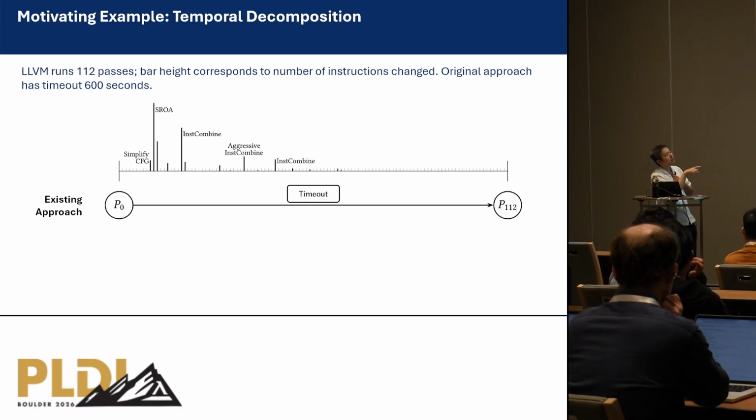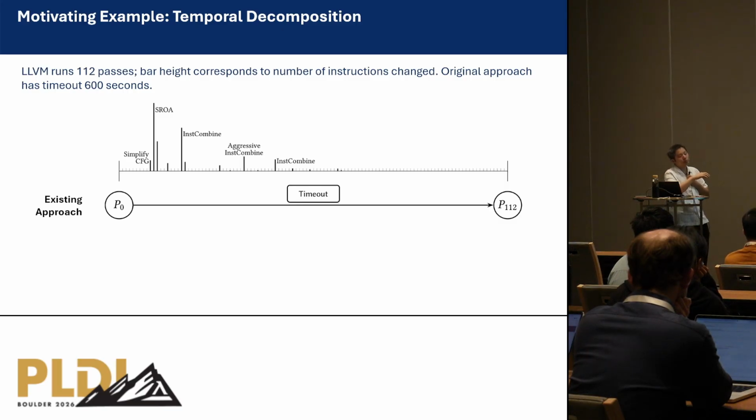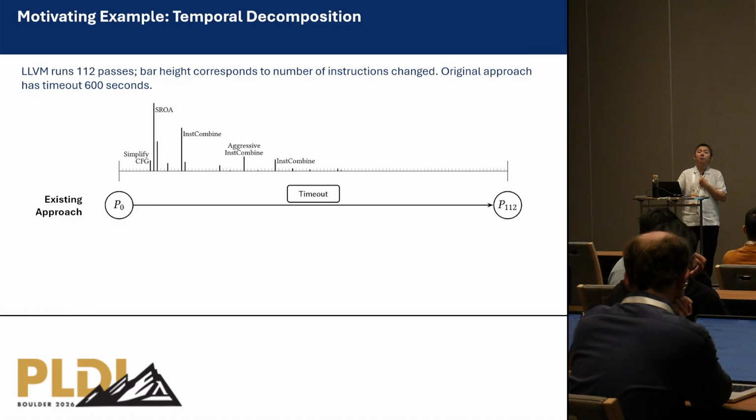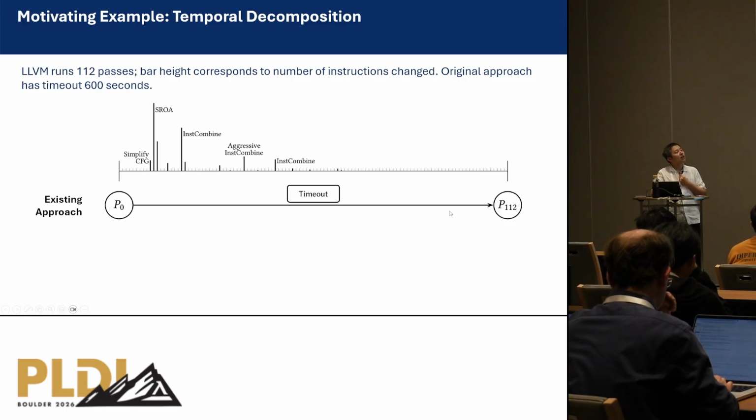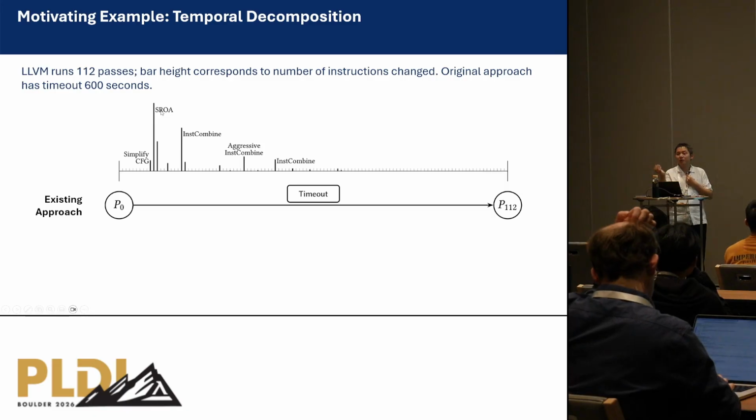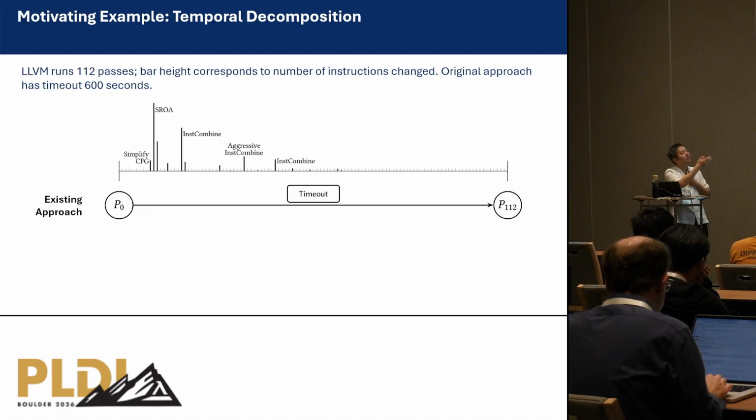Let's take a look at this particular example where Alive2 times out. We have original program P0, and because we are dealing with a full compiler optimization path, the compiler will perform maybe 112 individual optimization passes on this input program. Therefore, we end up with P112. It's not hard to imagine that different optimizations may touch different parts of your program. Sometimes, for example, InstCombine, which is a peephole optimization, and then the scalar replacement pass perform aggressive optimization on this particular example. For some other passes, they rarely touch any part of the code.